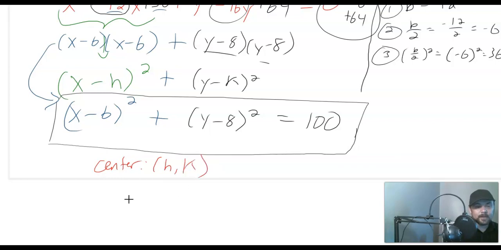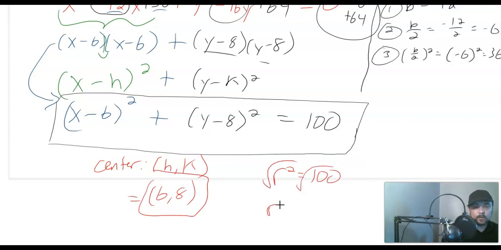h comma k. In this case, h is 6, k is 8. So the center is at 6, 8. The radius squared is 100, so the radius is equal to 10. And now we can answer those questions. But before we can answer the questions, we have to make the equation look like the formula that we have. And to make it look like the formula, we have to go through this process of completing the square for the x and the y variables. And this is by far one of the most challenging problems in not only section 1.3, but in all of chapter 1.